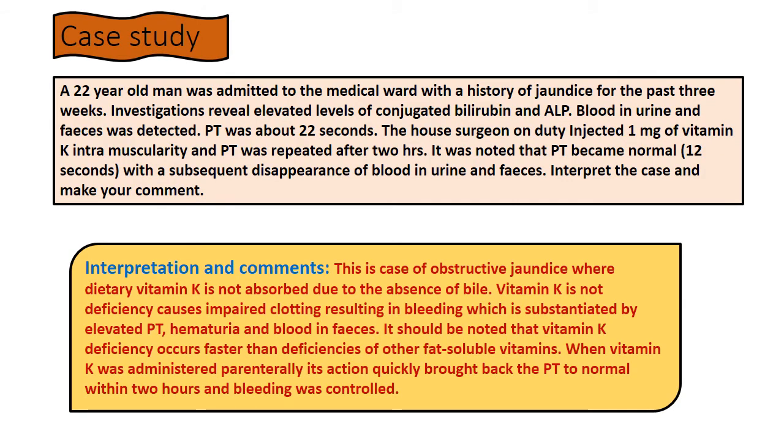Now we come to the case study. A 22-year-old man was admitted to the medical ward with a history of jaundice for the past 3 weeks, and investigation showed that conjugated bilirubin and alkaline phosphatase were increased. Blood in urine and feces were detected. Prothrombin time was about 22 seconds, and the house surgeon on duty injected 1 milligram of vitamin K intramuscularly, and prothrombin was repeated after 2 hours.